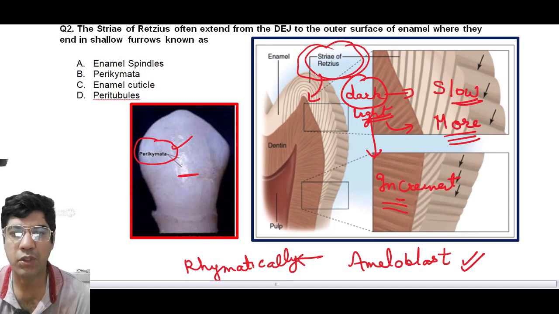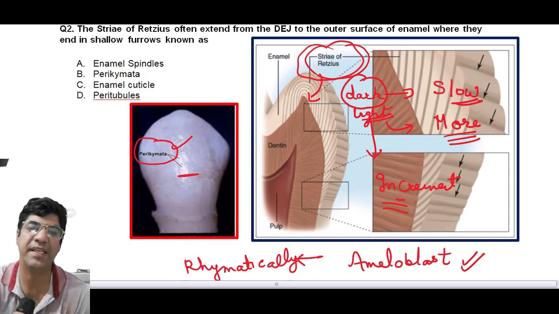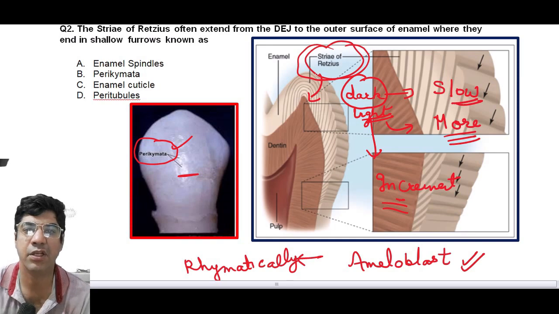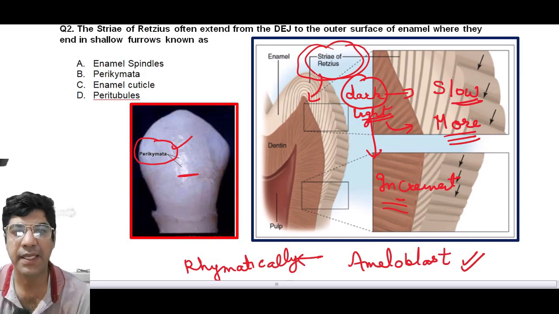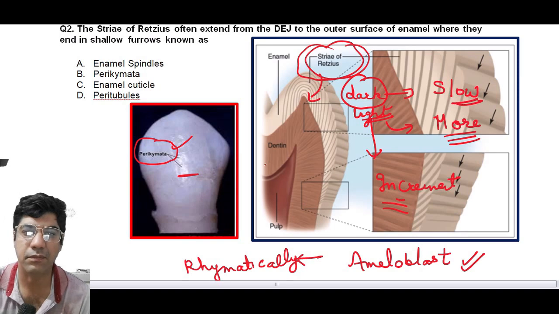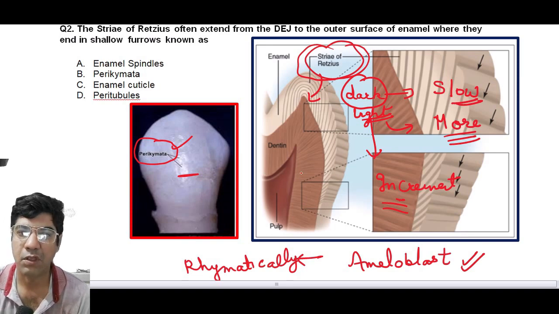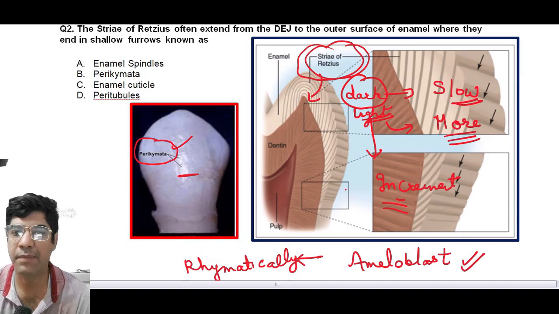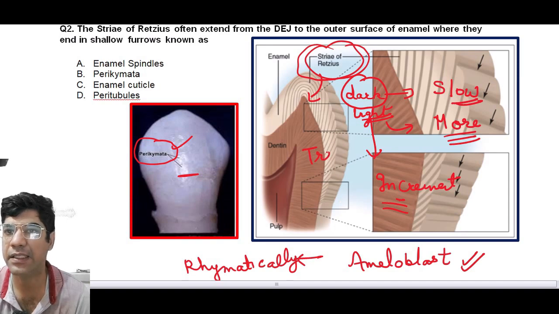So overall, the tooth continues to develop. These incremental lines form a unique pattern on the tooth surface. That is what we see as striae of Retzius. In summary, these striae of Retzius are formed due to the rhythmic secretion of enamel by the ameloblasts during tooth development. Together these patterns provide a record of tooth development, much like tree rings.